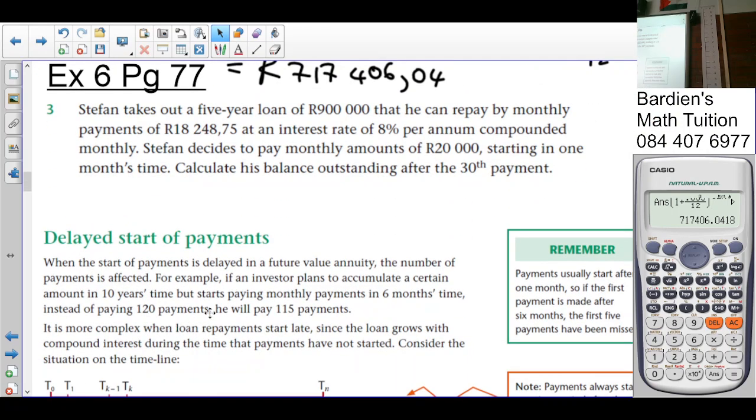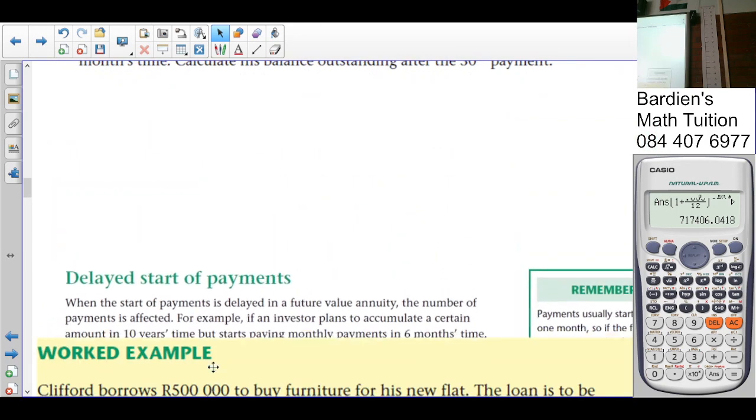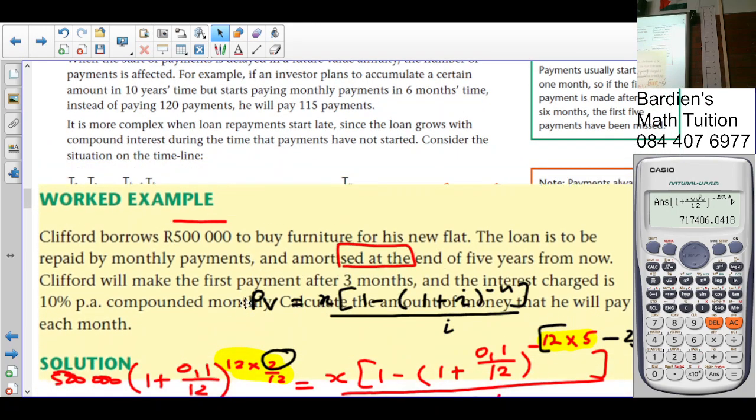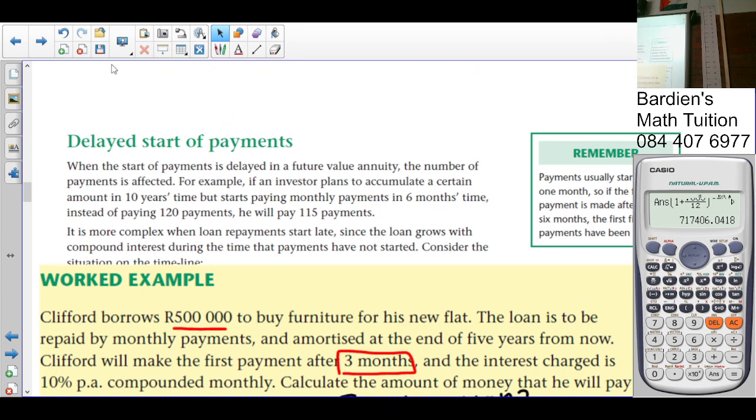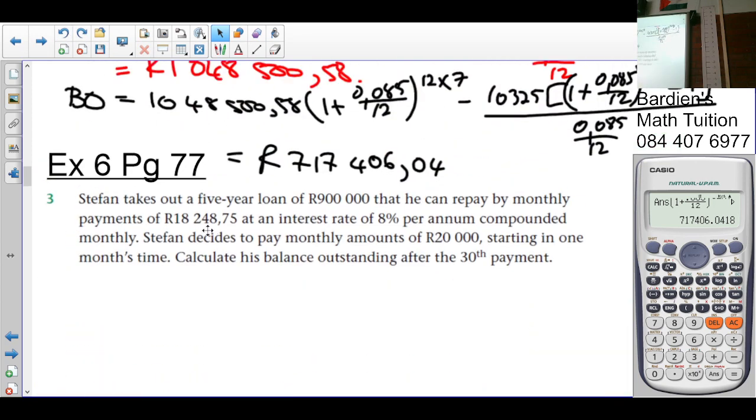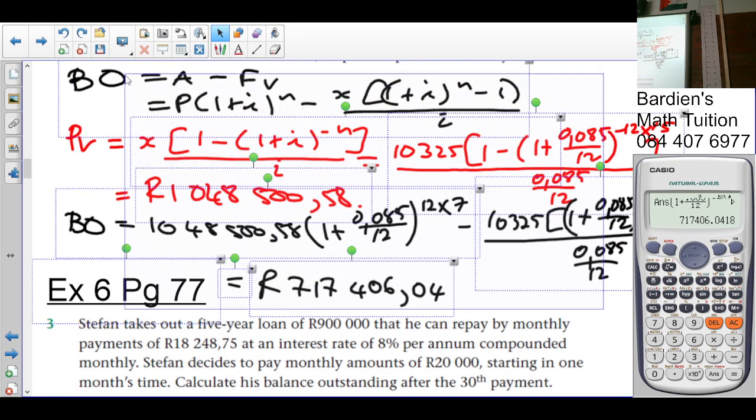Any problems with number 3? Sorry? Yes? Must I do it? Yes, sir. Okay. Let's just do it. Just take us off here.